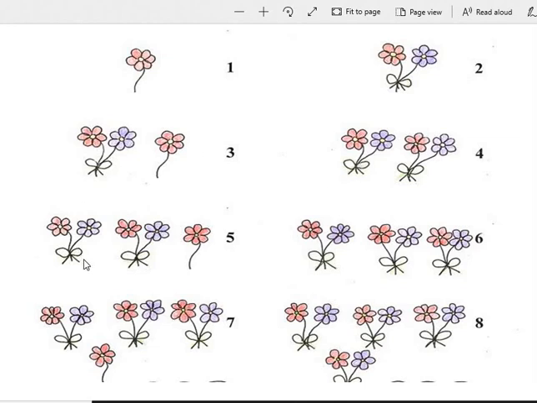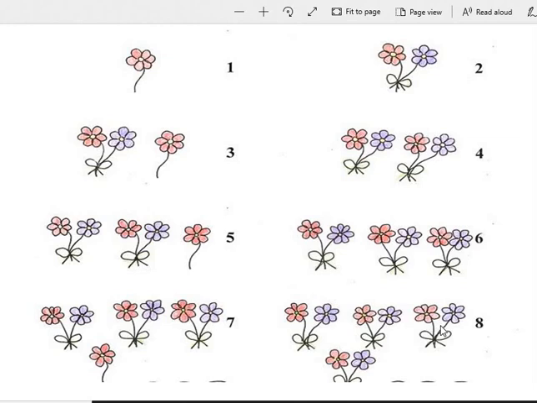Now go to the third line here. Here you have five flowers, but you can see one flower doesn't have a pair. Now if you come this side, there are six flowers and all the flowers are in pairs. Here there are seven flowers, but you can see very clearly there is one flower without a pair. Here there are eight flowers and all the flowers are in pairs.